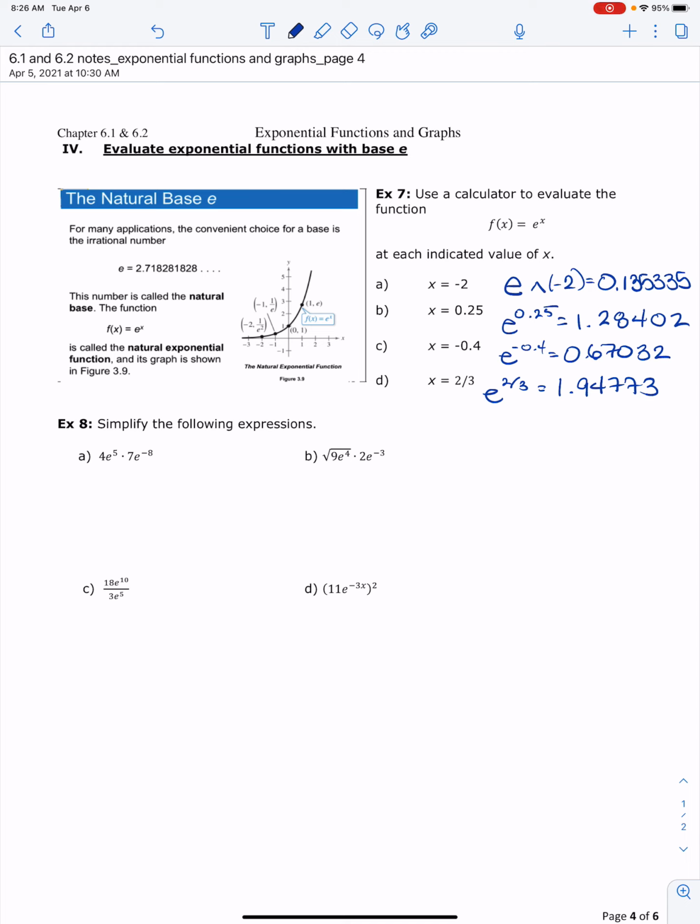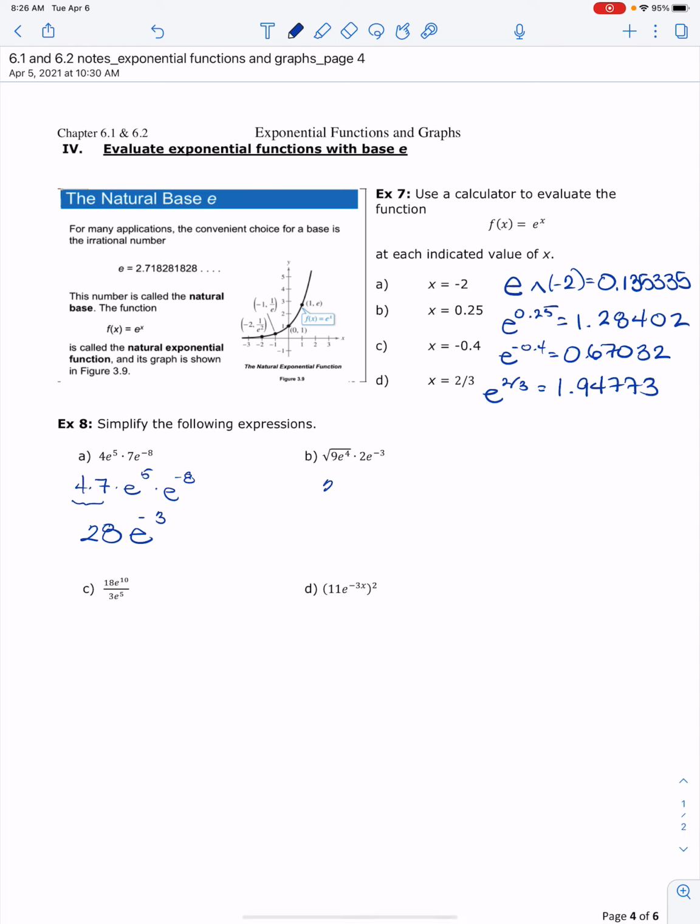Example 8, just simplifying using properties of exponents again. I can multiply in any order, so if it helps, I can rewrite this so my numbers are first, my e's are second. 4 times 7, that's 28. E to the 5 plus negative 8 gives me e to the negative 3.